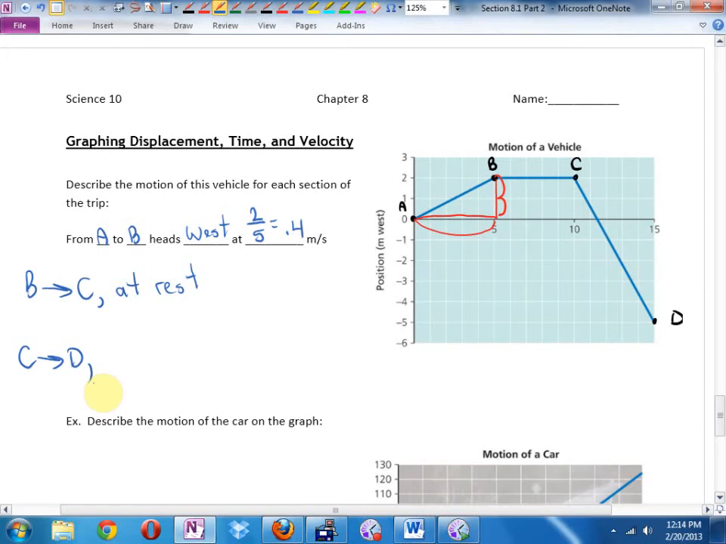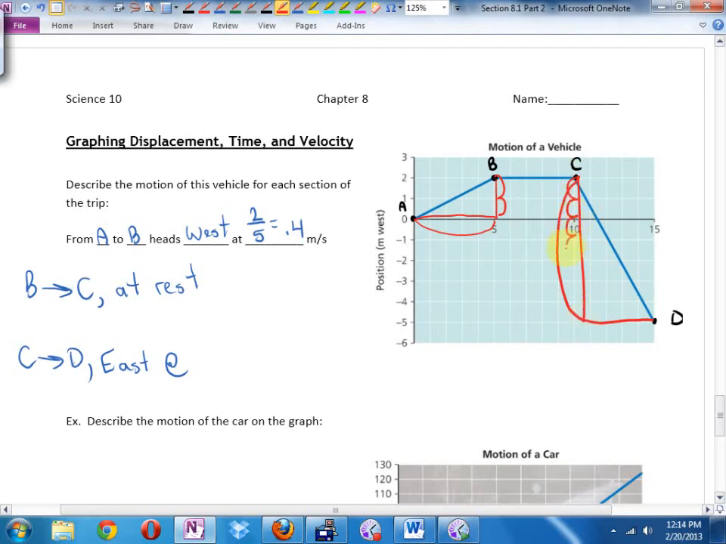But C to D, are we at rest? No? Head which way? Do we have an abbreviation for the word at? I think we do. In our email addresses, so we'll use that. How fast? What's the rise? I heard it. Huh? 7, isn't it?